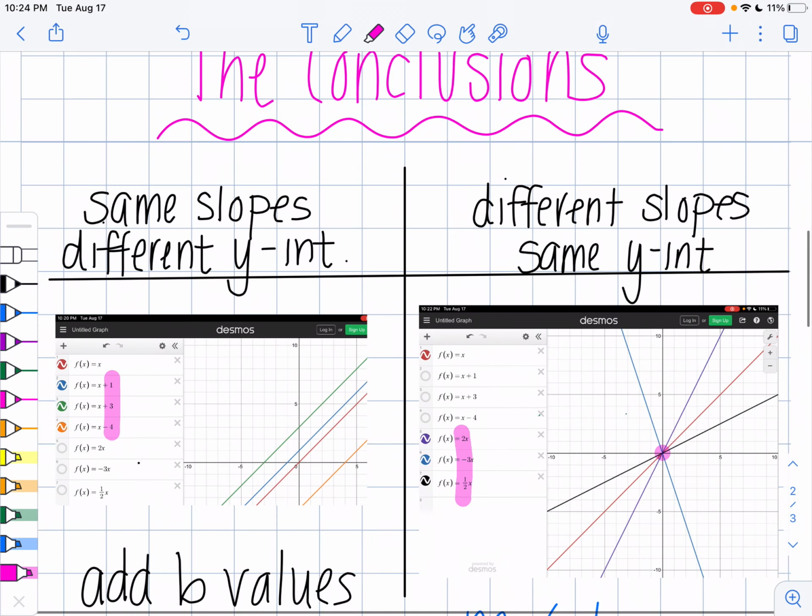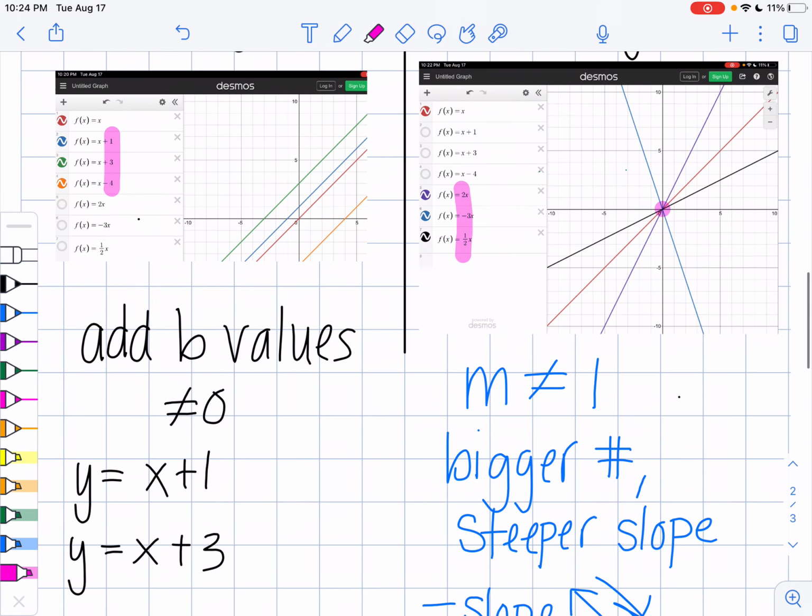So that's how you can tell what the m and the b value does. The b value moves my line up and down, and my m changes the steepness of my line.